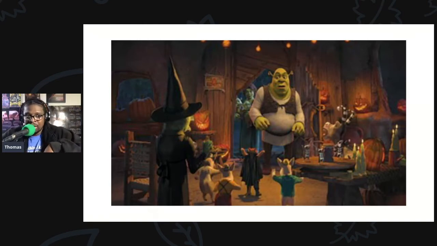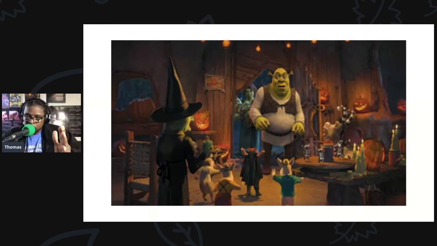Shrek, the guy who doesn't like anybody, who wants to be left alone, who wants to just live on this swamp by himself, finds that there are fairies and fairy tale creatures all over his swamp. Now, for a guy who wants to be left alone in this swamp, he hates it. So he says to the people, get out of here. I don't want you here. This is my swamp. Leave me alone. They say, hey, it's Lord Farquaad. He's crazy. He's a madman. Blah, blah, blah.